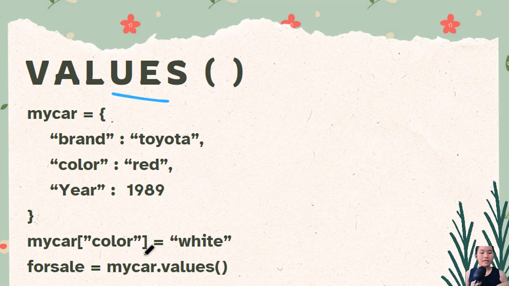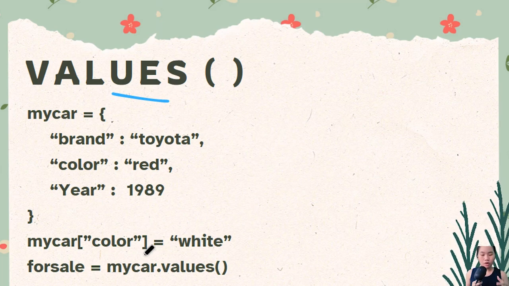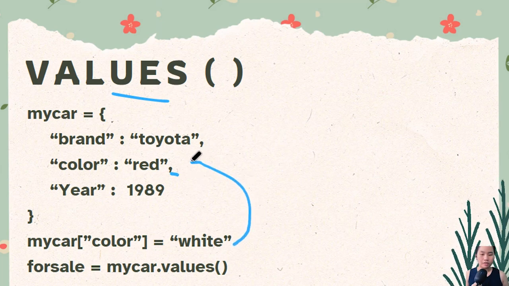Now, instead of adding in a key and a value, we're changing an existing key. We're substituting the old value with the new value. The old value being red, all right? And we're substituting red with white. So that's a change that I've made.